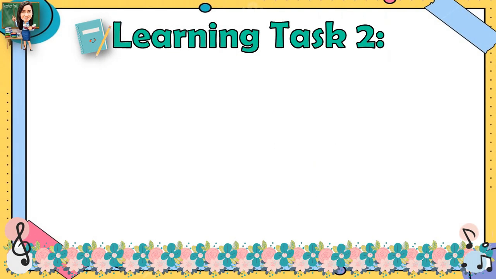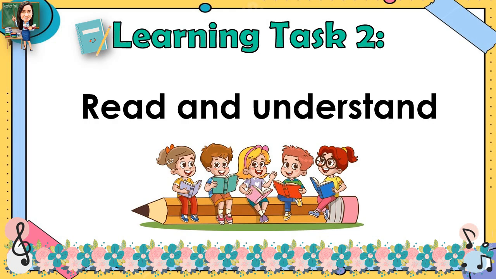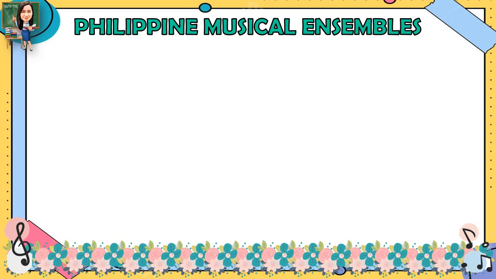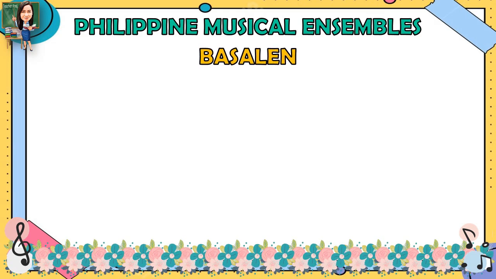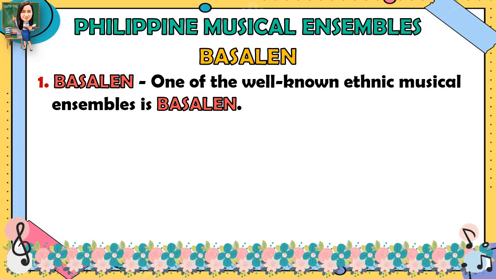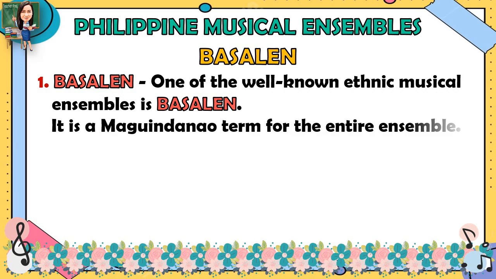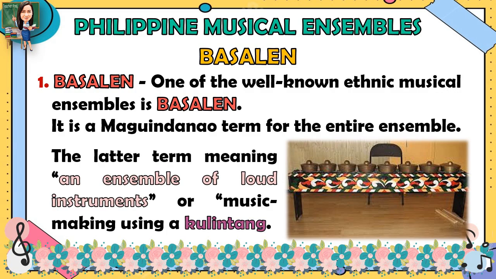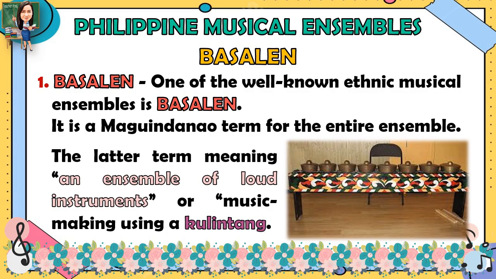For Learning Task 2, read and understand. Let us study the different Philippine musical ensembles. The first one is Basalen. One of the well-known ethnic musical ensembles is Basalen. It is a Maguindanao term for the entire ensemble. The latter term means an ensemble of loud instruments or music making using a kulintang.